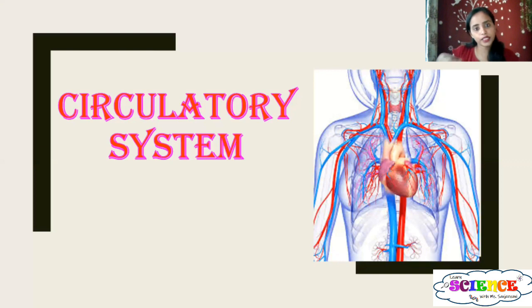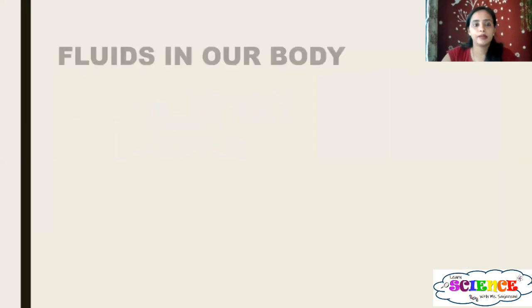Other than this, this fluid has to be transported via some vessel. So the second component is the blood vessel. Third, for the fluid to flow in our body, there is a need of a pumping organ. Yes, the pumping organ is the heart. These are the three components of the circulatory system which we are going to focus on in this chapter: blood, blood vessels, and heart. So let us begin with blood. Let us understand blood first.